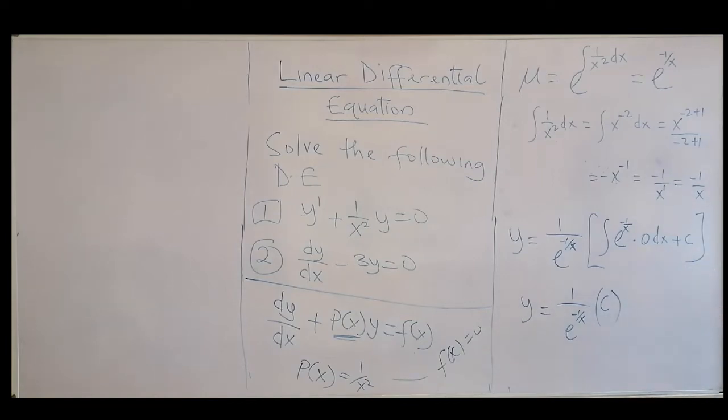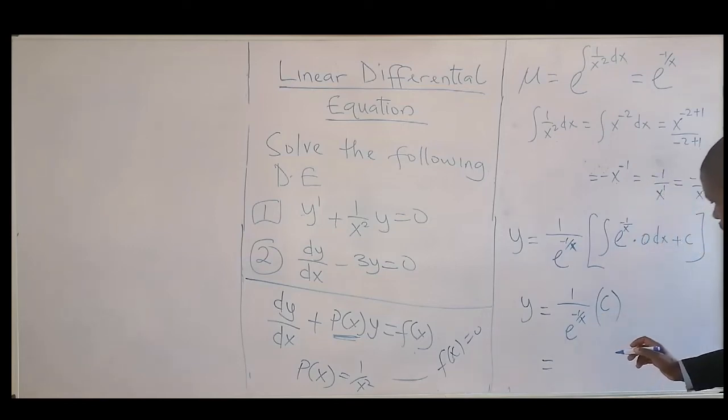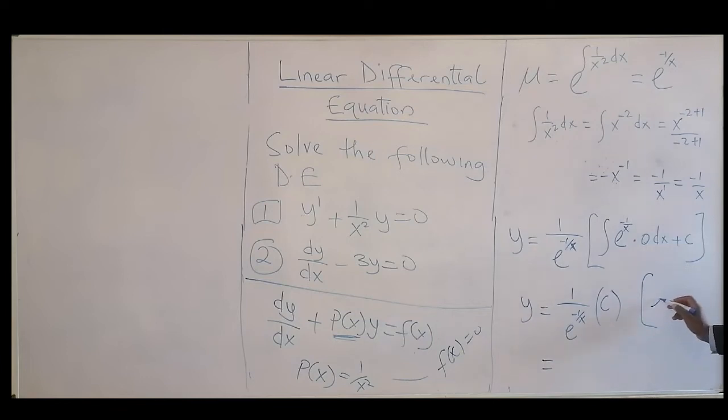If you want to do the algebra further, this will just be equal to... Don't forget that this is e to the power minus 1 over x. This power, we can write it as what? 1 over x is x to the power minus 1, as we have it here. You can write it this way if you like.